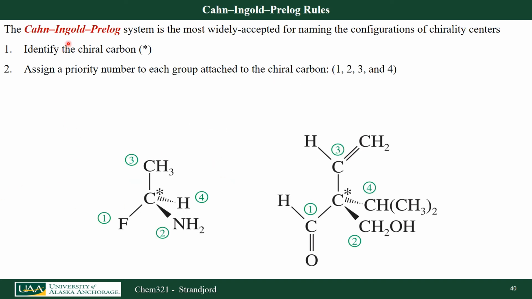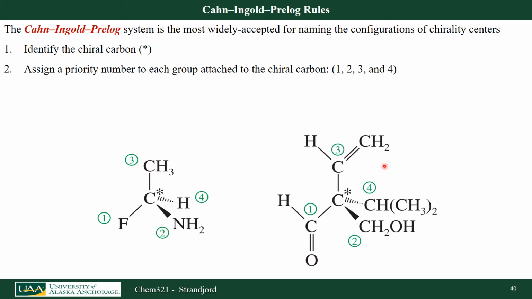I'm going to use the Cahn-Ingold-Prelog system again because it's the most widely accepted. The first thing I'm going to do is identify if there are any chiral carbons in the molecule, and in this one there is one right down in the center. Then I'm going to assign priorities to each group attached to that chiral carbon, 1, 2, 3, and 4, using the same rules that we used for alkenes. I look for atomic mass, so here's fluorine, then nitrogen, then carbon, then hydrogen.